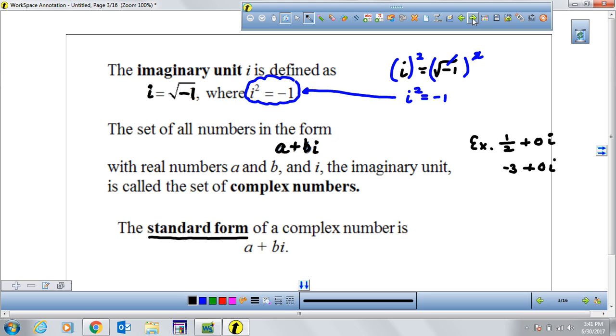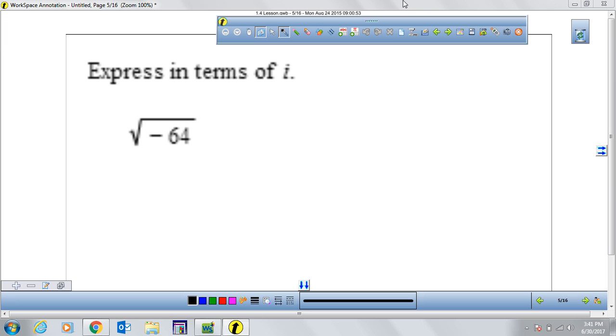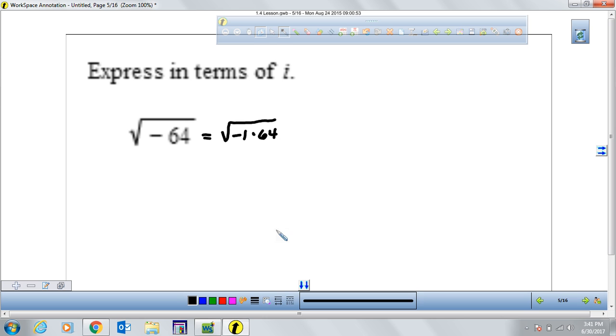Now, let's go ahead and talk about the square roots right here. We're going to do a couple of questions. This problem, we're going to express in terms of i. Okay. Keep in mind that the square root of -64 means the following. That negative means -1 times 64. And from what we learned in the previous section, if I have a product inside of the square root, I can separate it as the product of the square roots. So that's the same as the square root of -1 times the square root of 64.